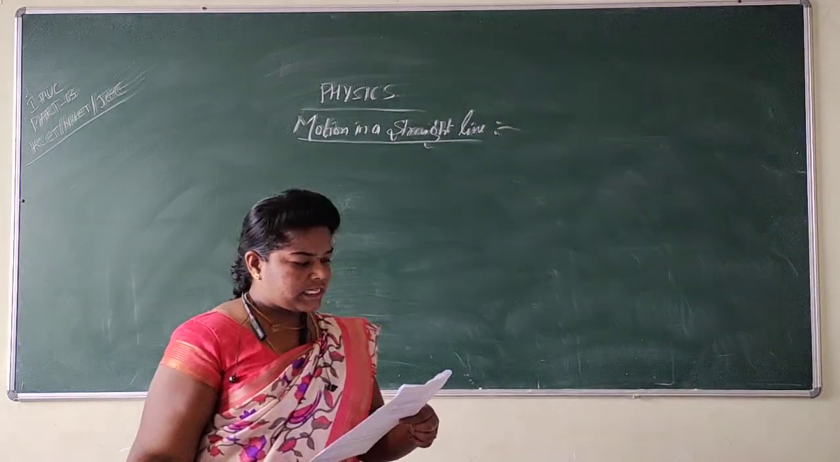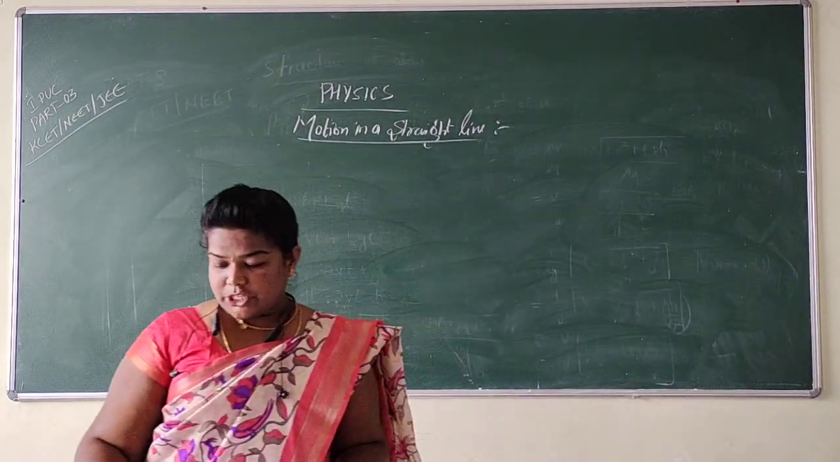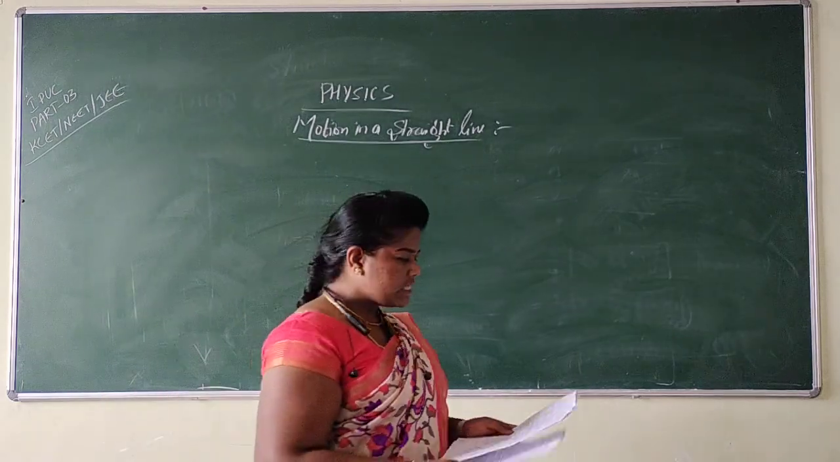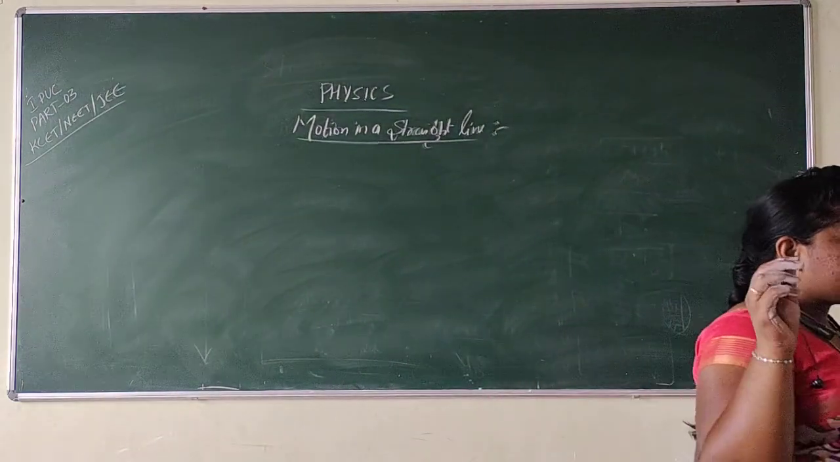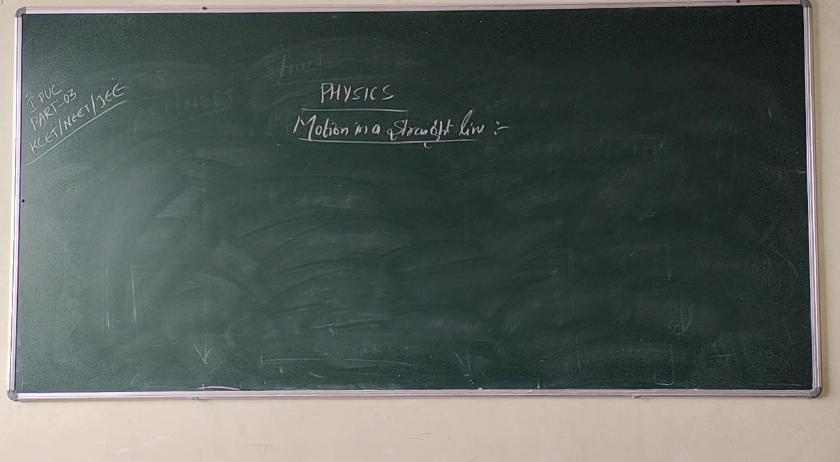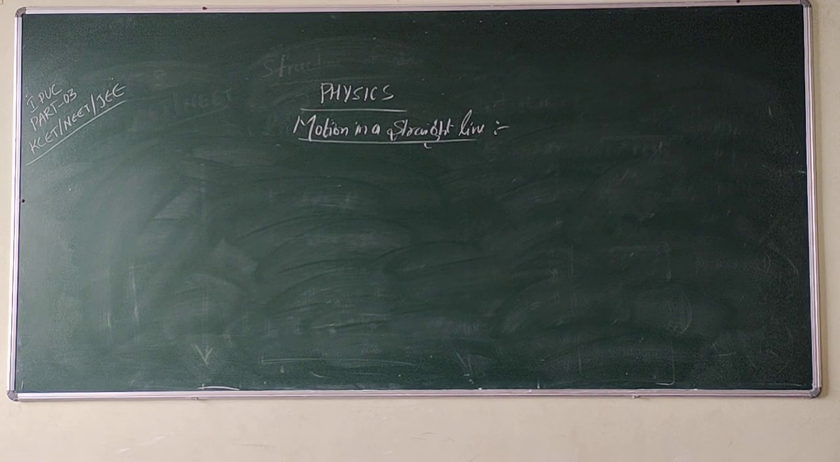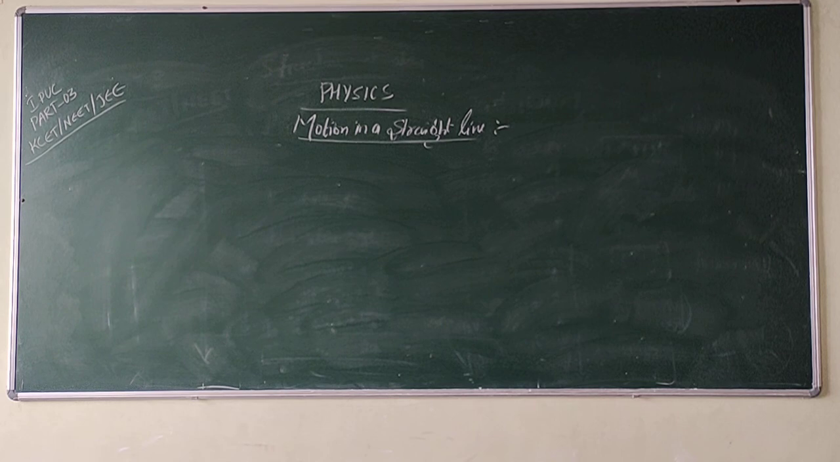Now let us move on to the next question, question number 20. The question was like this: a particle experiences a constant acceleration for 20 seconds after starting from rest. It travels a distance s1 in the first 10 seconds and a distance s2 in the next 10 seconds. Okay, let us see how to solve this question.